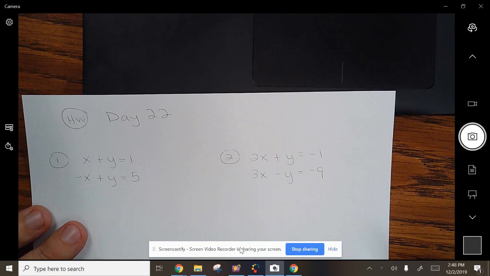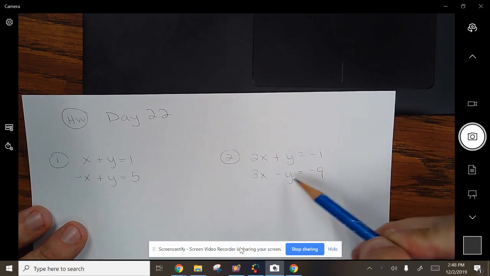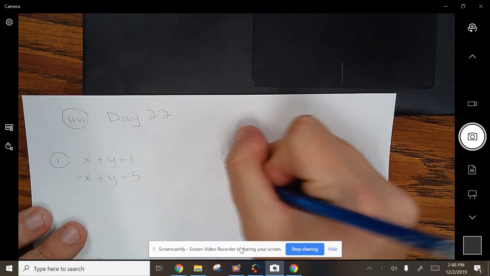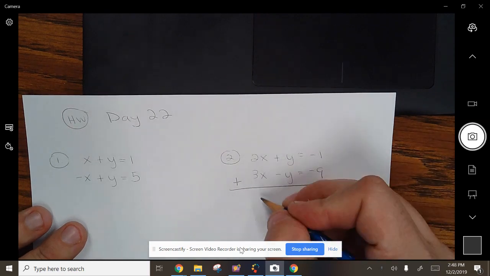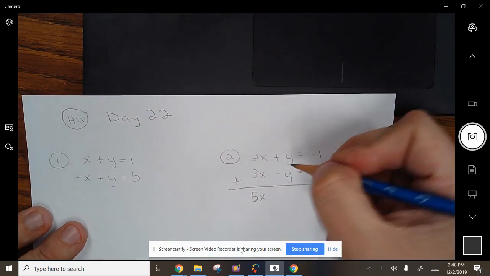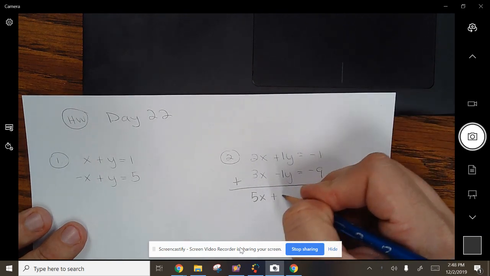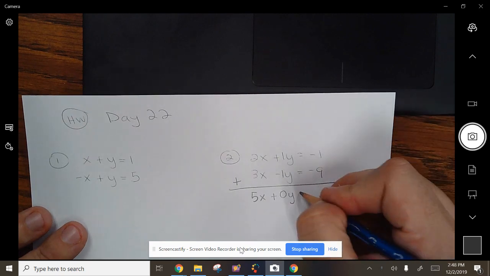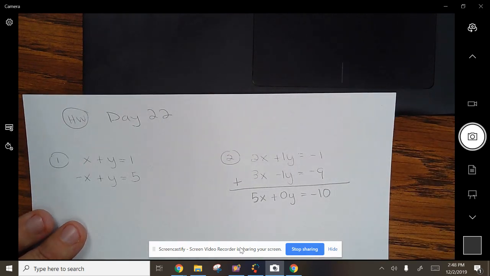So, the first step is to make sure your x's are in line, your y's, and your constants. And when you do this, just go ahead and add down. When you do that, you're gonna get 3 plus 2 is 5x. 1y minus 1y becomes 0y. And then -9, -1, -10.